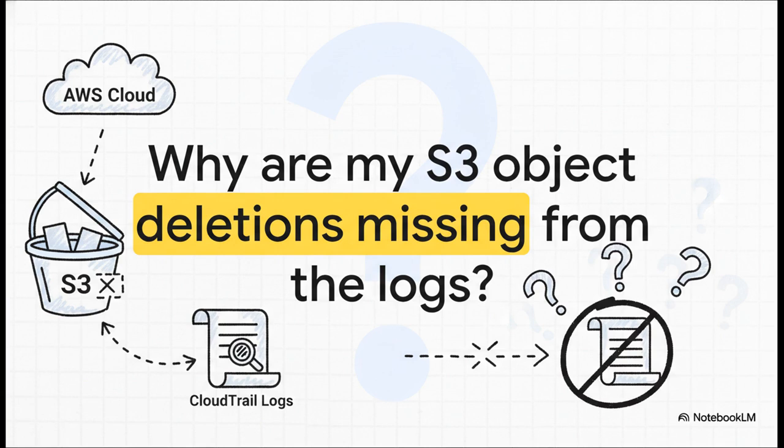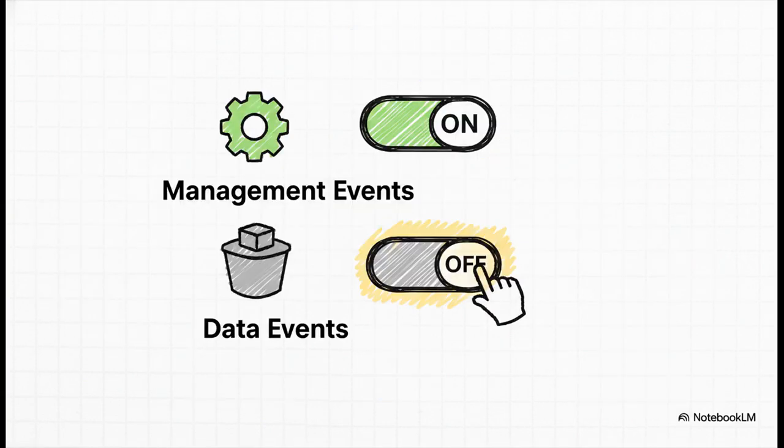What is going on? Remember when we talked about management events versus data events? Well, deleting a file from S3, that's a data event. And because there can be millions of them, they are not logged by default. You have to go into your trail configuration and specifically turn on logging for these object-level actions. It's a checkbox, but it's one of the most important checkboxes you'll ever click.